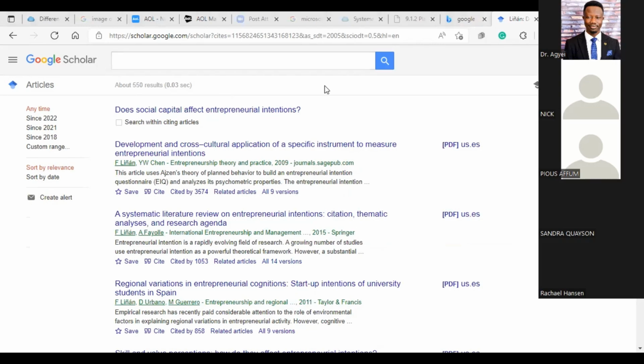Oh, thank you. So that is the technique that you can also use. If you get this one, you see that you can get a study that is looking into entrepreneurial intentions, thematic analysis and everything, and it is cited by 1,000. So if you use this kind of strategy, it will help you to limit the time that you spend doing your search, okay?